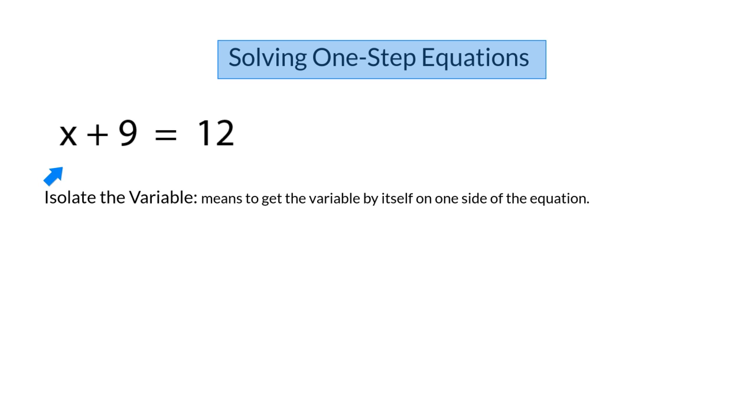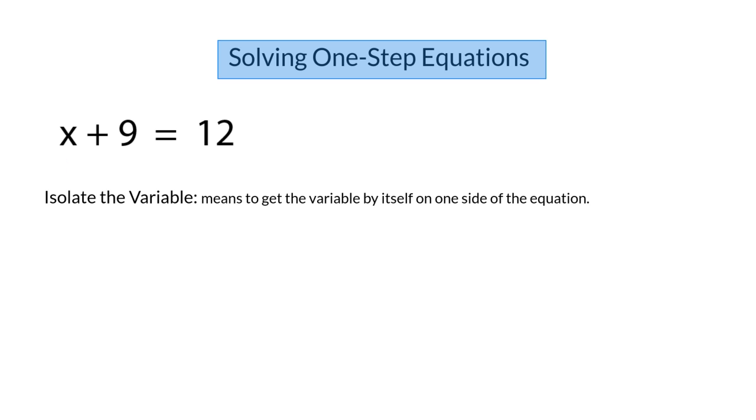And you can see here that I've written a very basic algebra equation, x plus 9 equals 12. Basic terminology: the letter in an algebra equation is always called a variable. You can choose to use any letter from the alphabet, A through Z. It doesn't matter which one you choose. In this case, I've chosen to use x.